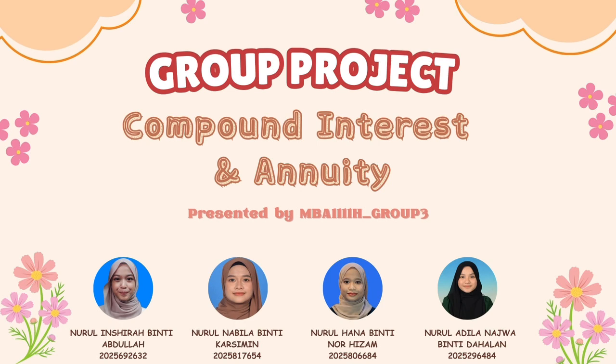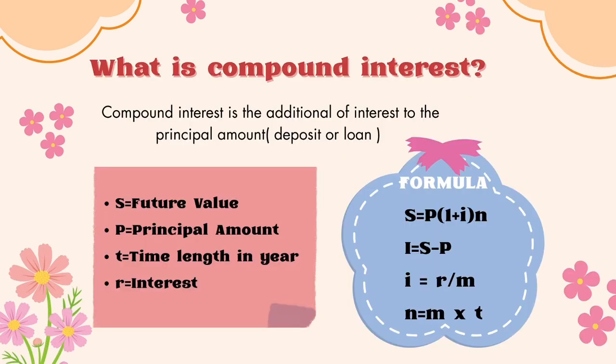We will discuss some questions that relate to compound interest and annuity. So, what is compound interest? Compound interest is the addition of interest to the principal amount, which is a deposit or loan. So, let's move on to the formula.